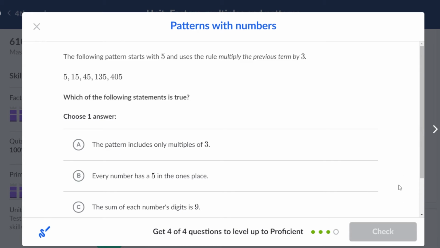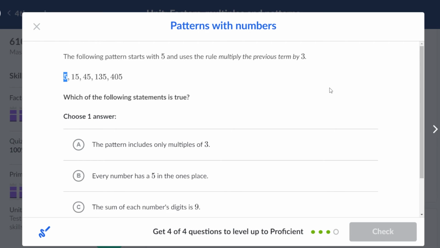The following pattern starts with 5 and uses the rule, multiply the previous term by 3. So that's the rule. The rule is multiply the previous term by 3. Which of the following statements is true? The pattern includes only multiples of 3. Close, but no. 5 itself is not a multiple of 3, but everything else is, right?